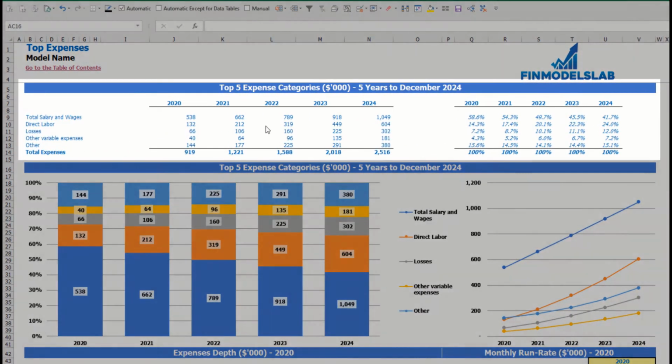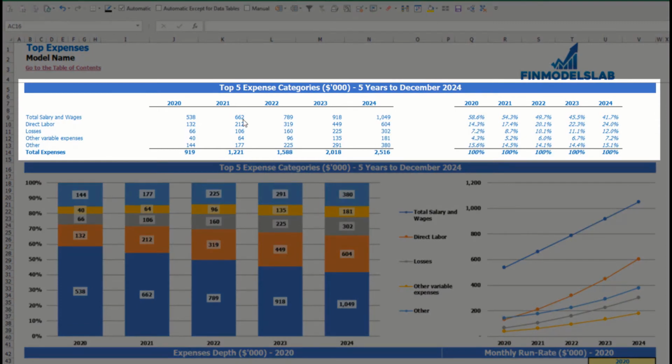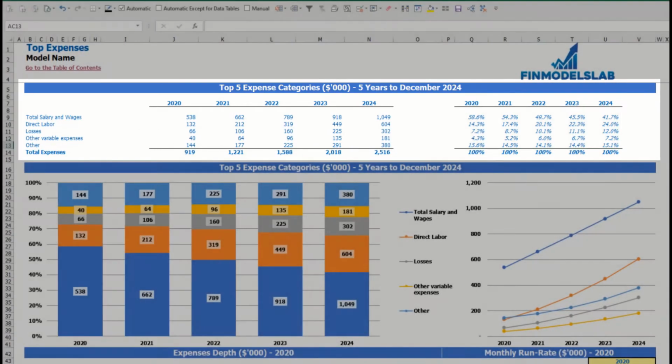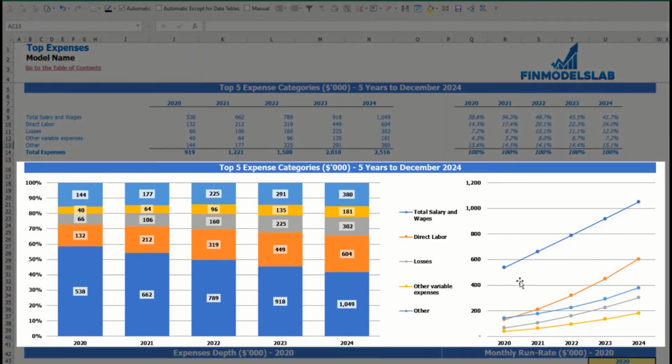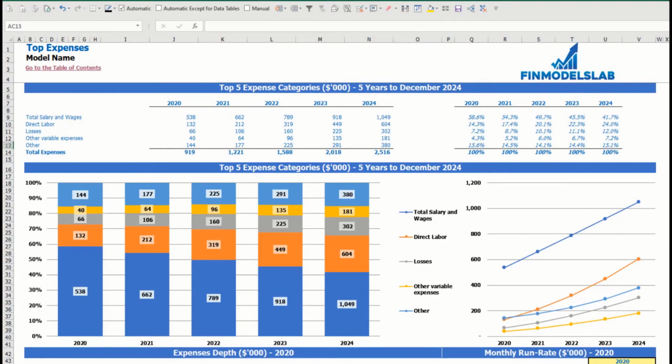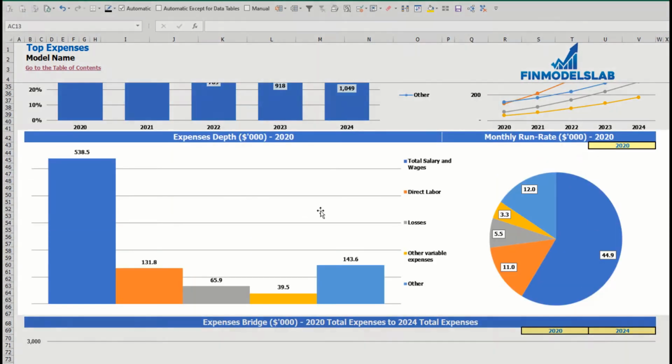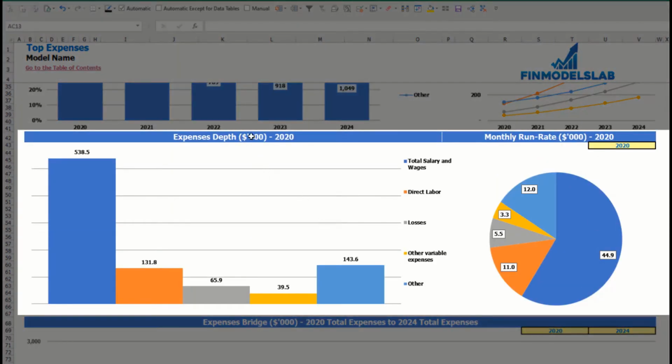On the top expenses tab, you may find the breakdown of the top 4 expense categories, and all other expenses collapsed into the other category. You may see the breakdown of absolute values by years with the total below, and also to the right you may see the percentage breakdown of these expenses. The same information you may see on the charts below, which show the percentage breakdown and the absolute values breakdown.